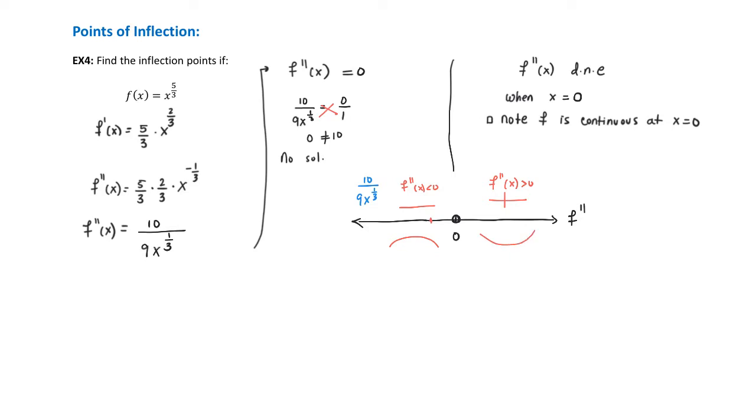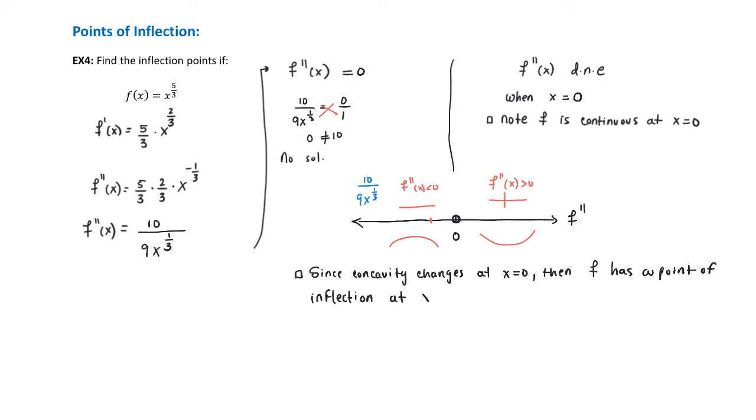So that means that concavity changes. So we will say that since concavity changes at x equals 0, then indeed f has a point of inflection. It has a point of inflection at x equals 0. In fact, the point of inflection is going to be 0, comma, f of 0, which is just going to be 0, comma, 0, the origin.